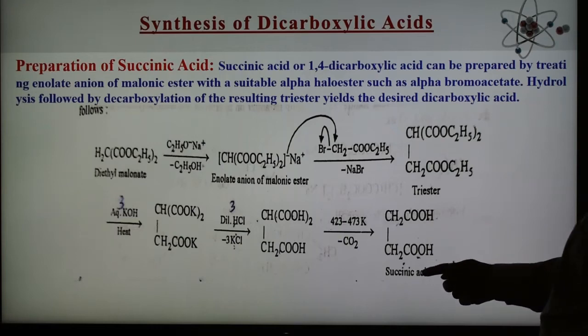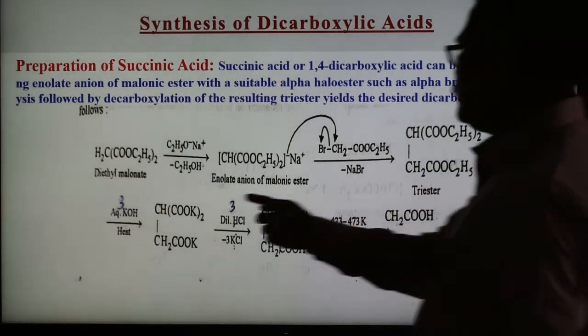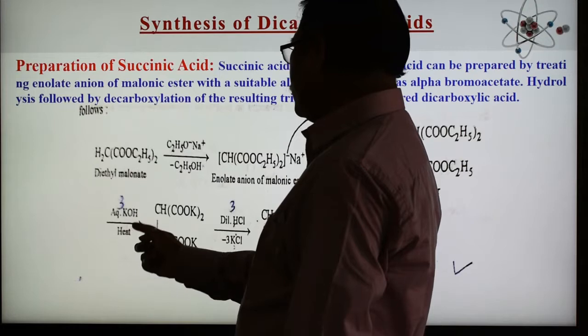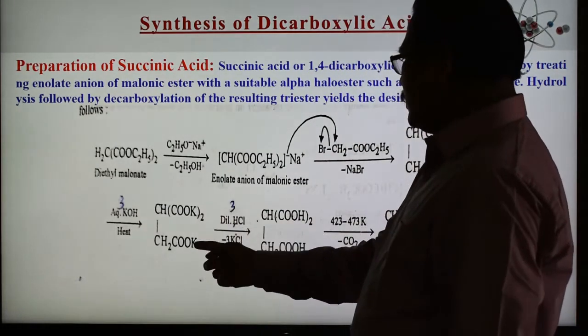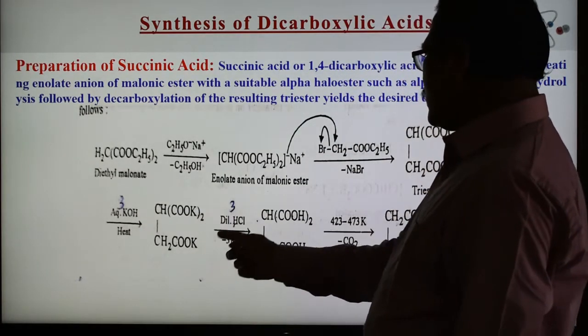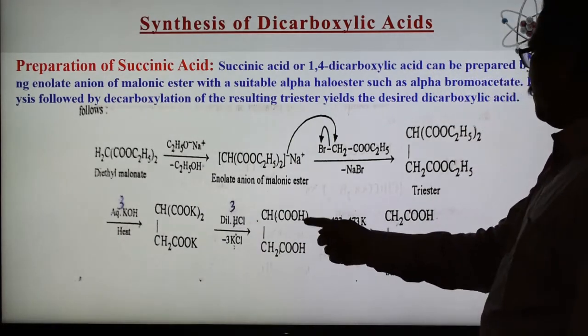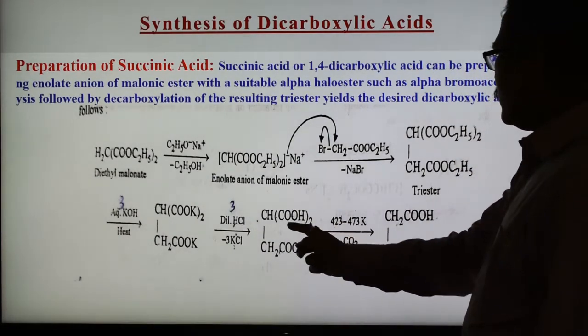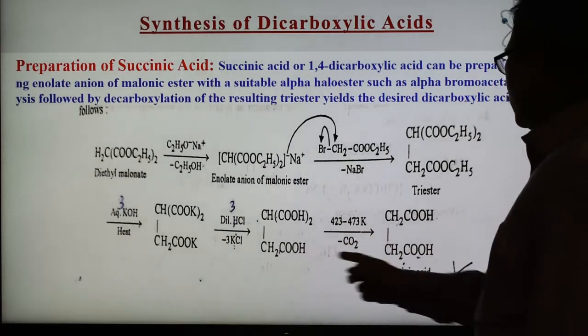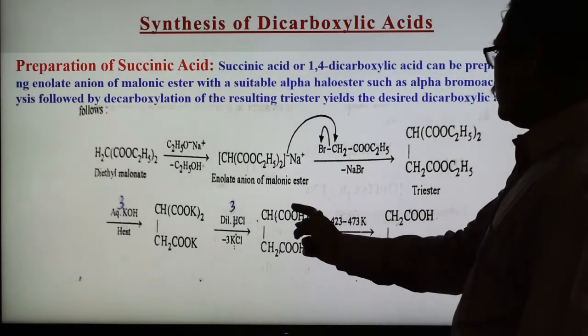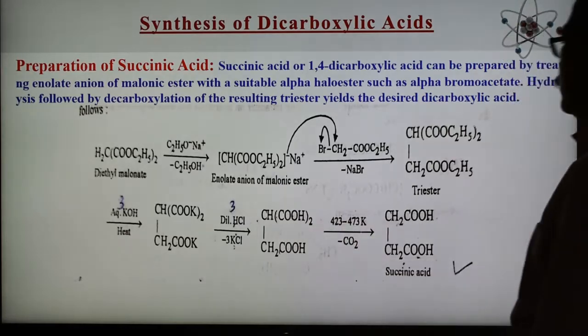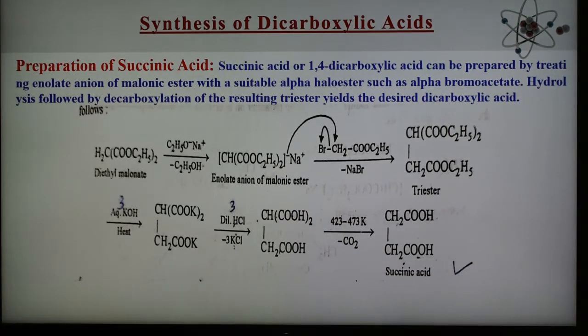Then it reacts with 3 molecules of KOH, and here 2 potassium and 1 potassium come, and after acidification hydrogens are here. After that there is a loss of CO2 from this, and we get the compound. Here is the CH2COOH, and after loss of CO2, CH2COOH. So we get succinic acid in this way from diethyl malonate. So this is the reaction showing the dicarboxylic acid succinic acid preparation.